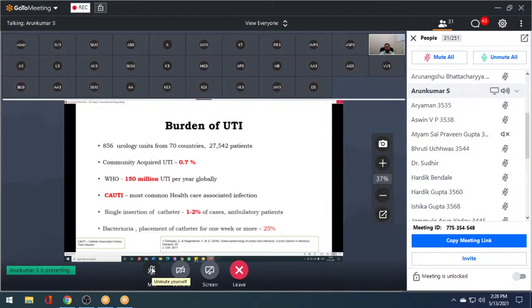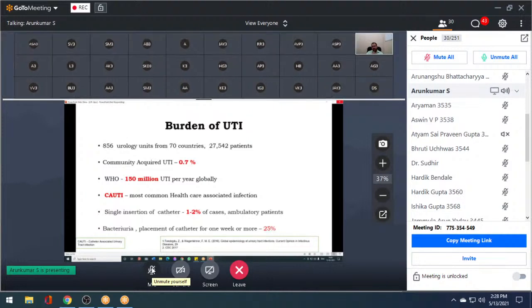Around 1-2% of all patients, even if they are ambulatory, develop urinary tract infection even if the catheter is inserted only once. And for those who have a catheter for more than a week or so, urinary tract infection is common in nearly 1/4 of these patients. This just shows how common urinary tract infection is globally.